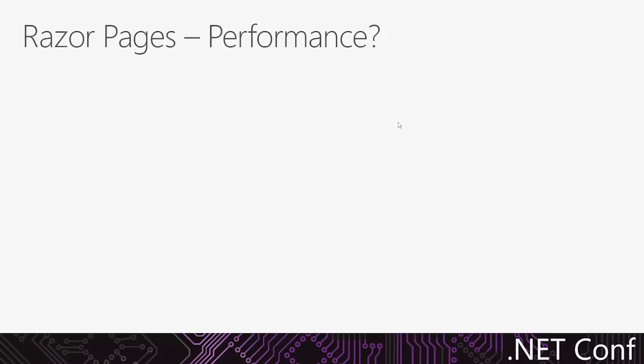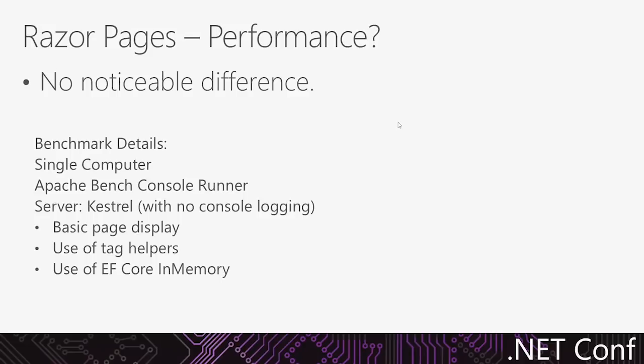So one of the questions that was asked on Twitter before I started this presentation was, how does Razor Pages impact performance? Is there a difference in performance between MVC versus Razor Pages? And so I ran a number of fairly unsophisticated benchmarks locally, trying simple, similar page setups between Razor Pages and MVC actions and views, and I was unable to find any difference in performance between the two.